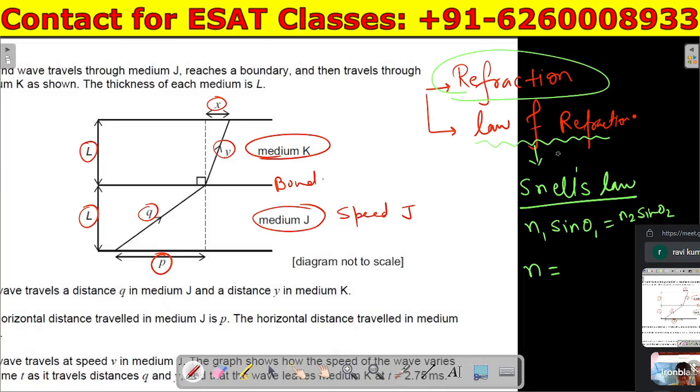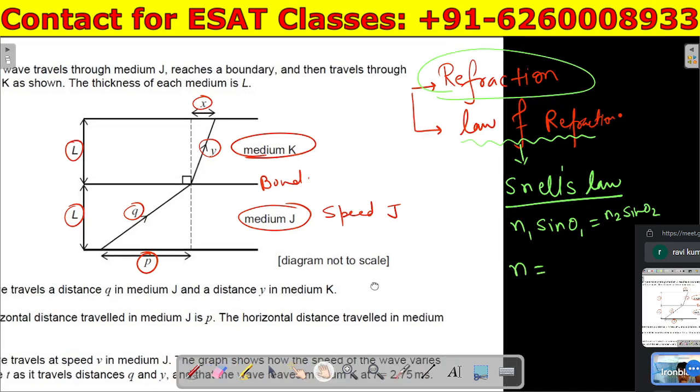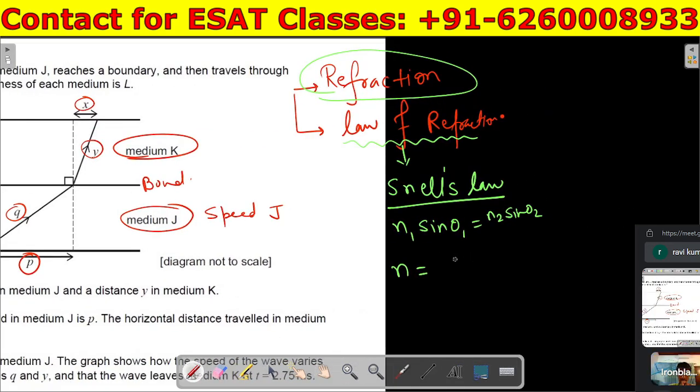Can you tell me? In Snell's law, which we have written here, what is the n here? Please attempt. Do you know what the n is here? The refractive index. Yeah, very good. Refractive index. Very good. This is our refractive index.